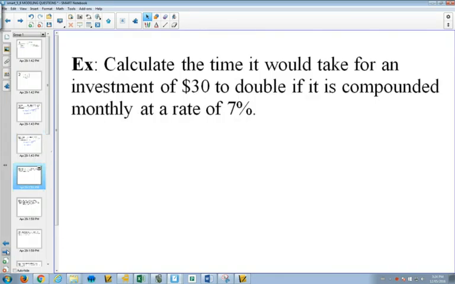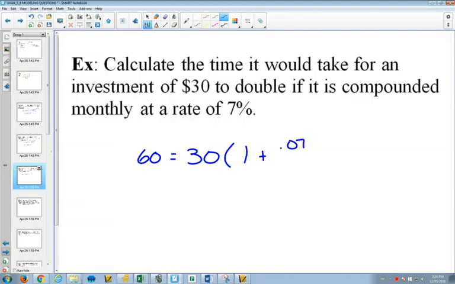Semi-annually is twice a year. Is this what you got? $232.11? Yay. Now we're going to calculate the amount of time it would take for an investment to double. So we have $30 initially. When it doubles, its amount later will be $60. 1 plus 0.07 compounded monthly.